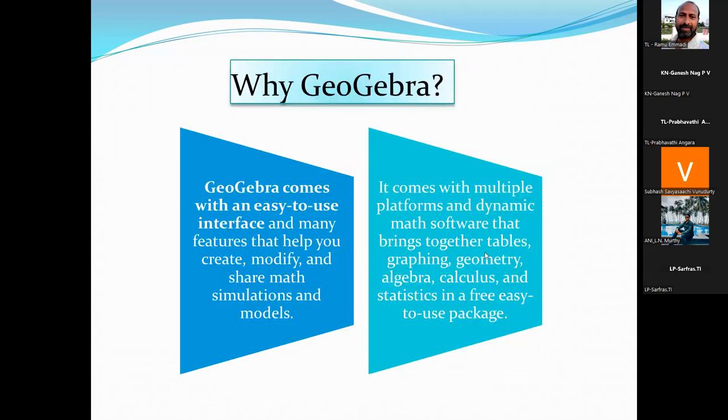And why are we using GeoGebra? GeoGebra comes with an easy to use interface and many features. You can create your resources, modify your resources, and also share the simulations with your teachers and students. Next, it comes with multiple platforms and is dynamic math software that brings tables, graphics, geometry, algebra, calculus, all things in one.